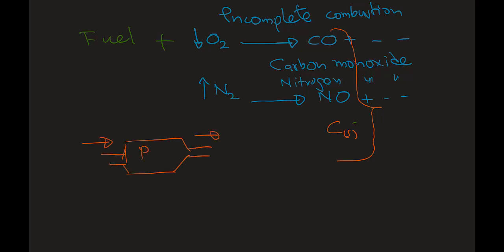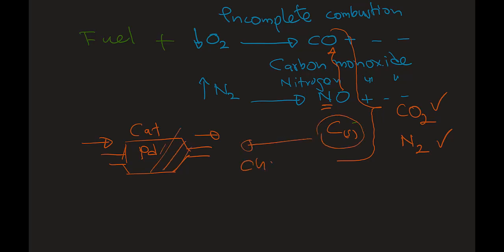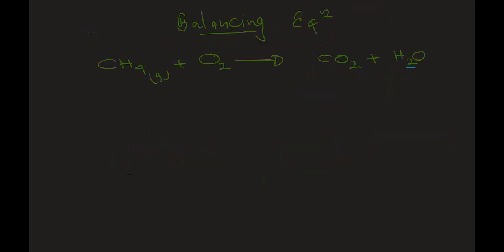So what's the trick? We have this catalyst, a palladium-containing catalyst, before the muffler, and it will transfer this oxygen to CO, making CO2. And NO will become N2 gas. So the problem is solved. Your catalyst will be slowly dying because of the carbon black and other stuff, so you have to change the catalyst later.